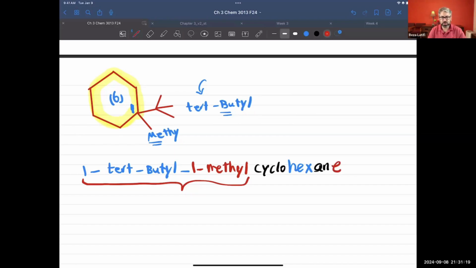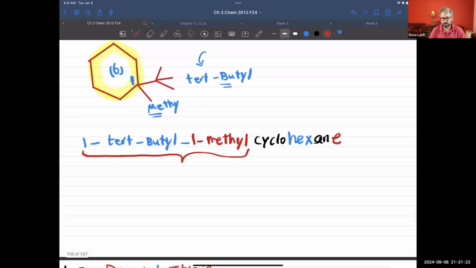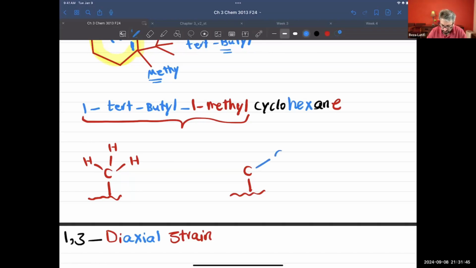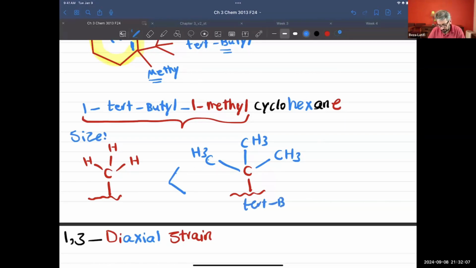They are both attached to the first carbon. The question is, which one is bulkier, the methyl or the tert-butyl? Methyl is a carbon with 3 hydrogens. In the tert-butyl, you have a carbon whose hydrogen atoms are replaced by other methyl groups, and each of these new carbons has 3 hydrogen atoms. Of course, the tert-butyl is bulkier. So ordering by size, the tert-butyl is bulkier than the methyl group.